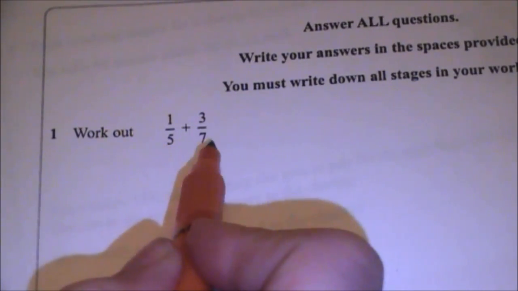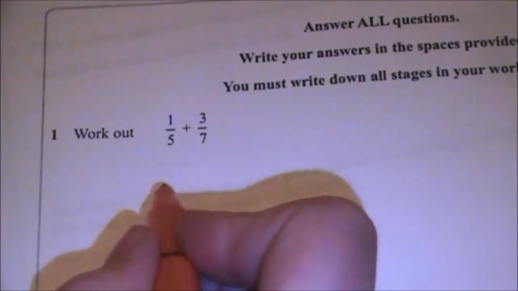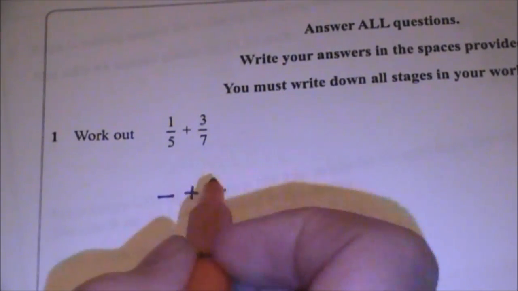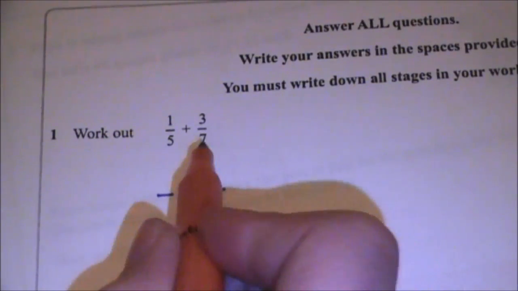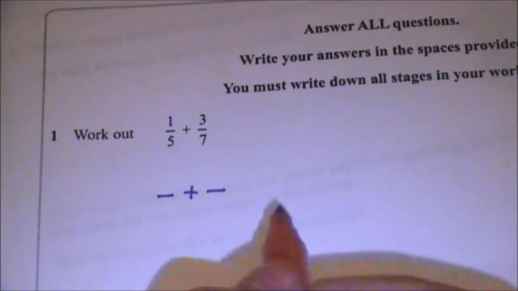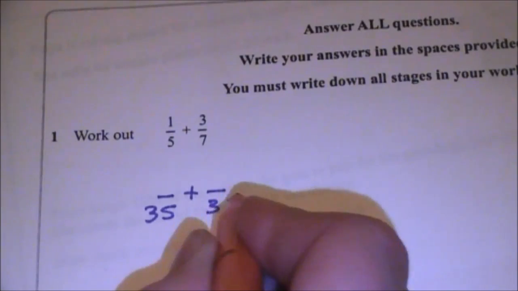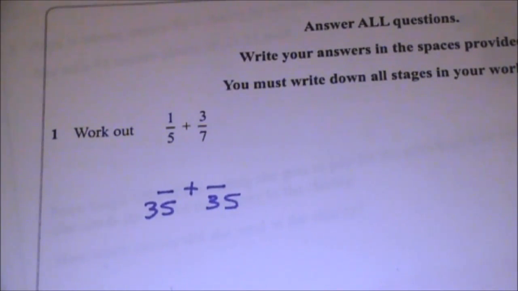Now, the denominators here are 5 and 7. The quickest way, if it doesn't jump out at you in the first place, to get the denominators the same is by timesing those numbers together. So 5 times 7 is 35. So I need to rewrite both my fractions as fractions out of 35.